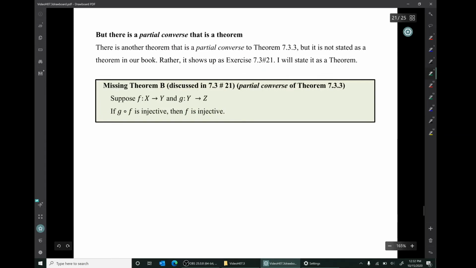But there is a partial converse to the theorem that's a theorem. And this is not presented as a theorem in the book, but it ought to be. Here's the missing theorem. Suppose that f maps x to y and g maps y to z. If the composition is injective, then you can say that f has to be injective. You can't say they both have to be injective. Now, the proof of this is actually quite simple. It helps to recognize the contrapositive.